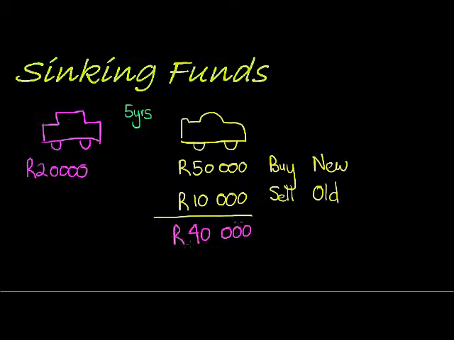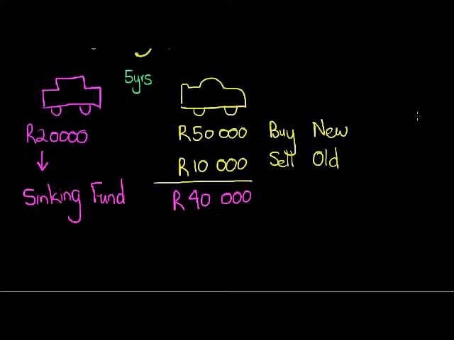Okay. Now this 40,000, where are you gonna get it? Well, you can borrow it from the bank if you want to, but alternatively, you can start a fund right now. Okay, and that fund will be called a sinking fund. So the idea of a sinking fund is to save up money to buy something that is expensive at a later time. Okay, so it's kind of to supplement replacing something that is expensive.